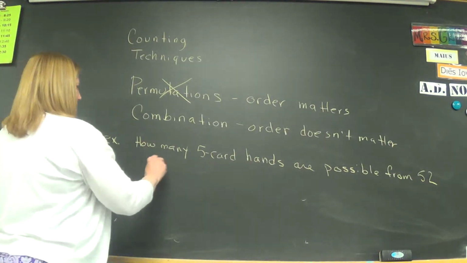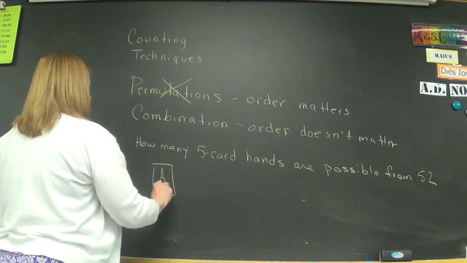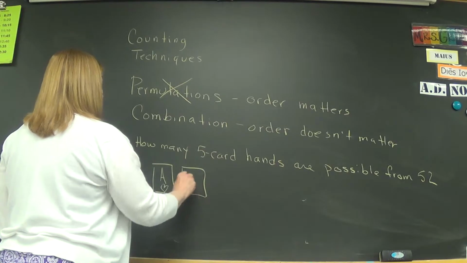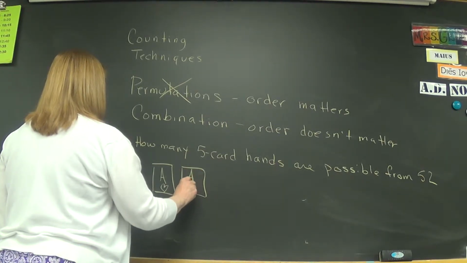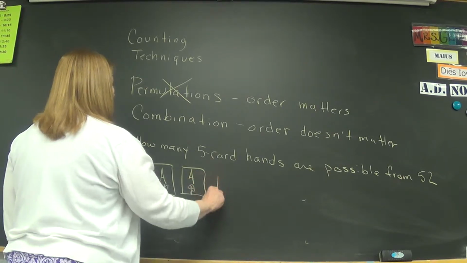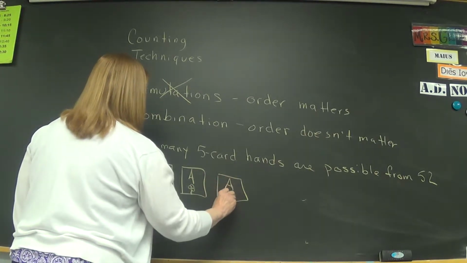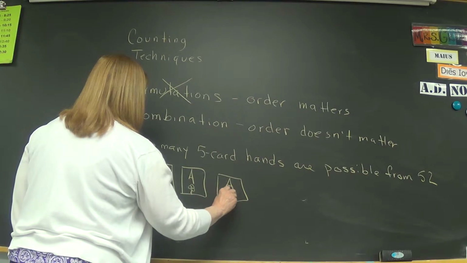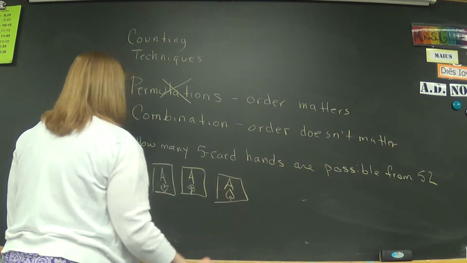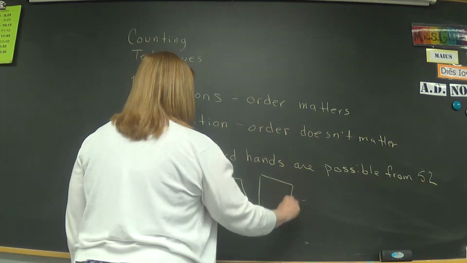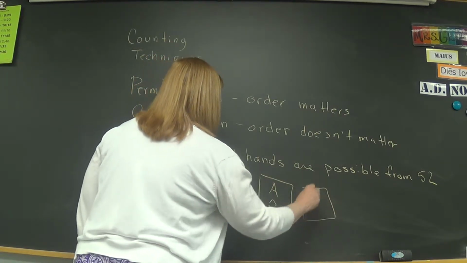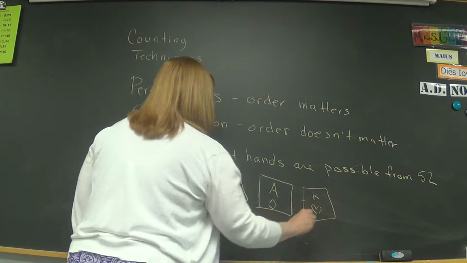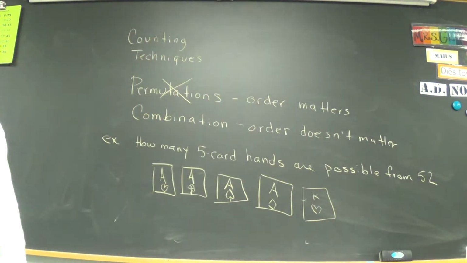If I got, let's say, an ace of hearts and an ace of spades. I don't know how to draw a spade. Oh, that's clubs. An ace of, I do remember, it's an upside down heart, isn't it? With a line through it. Yeah. And the ace of diamonds, nice hand. And a king of hearts. How did that happen? All right. Yeah, it was your lucky day.